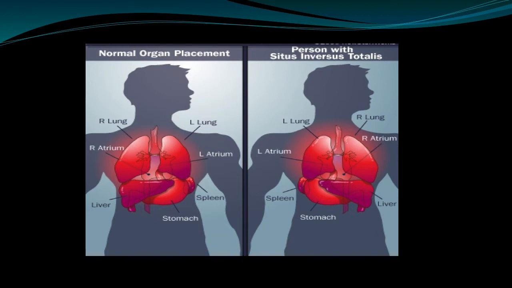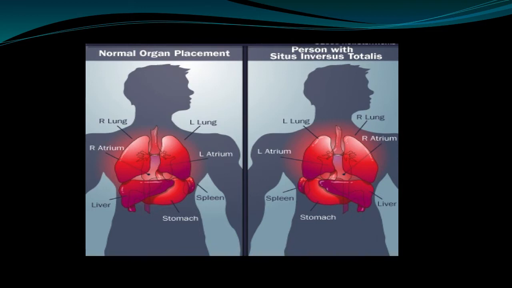In patients with situs inversus, the left atrium, okay, is now placed above your gastric bubble because of the stomach. While on the other hand, the right atrium is on the other side, and below it is your liver.